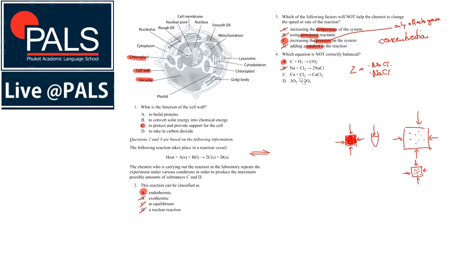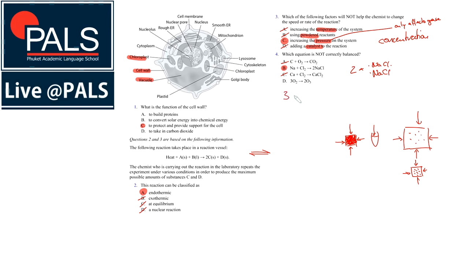Which equation is not correctly balanced? So we've just found it. The second one is not correctly balanced. So A is correctly balanced, B is correctly balanced as well. It's exactly the same as A. 1 Ca, 2 Cl gives CaCl2. And here, this one is a bit more tricky, but we can quickly go over it.